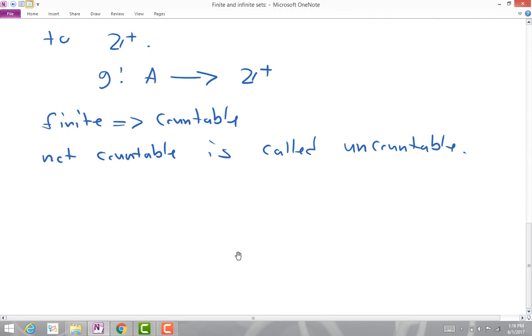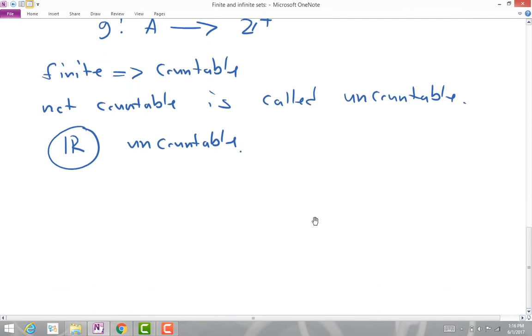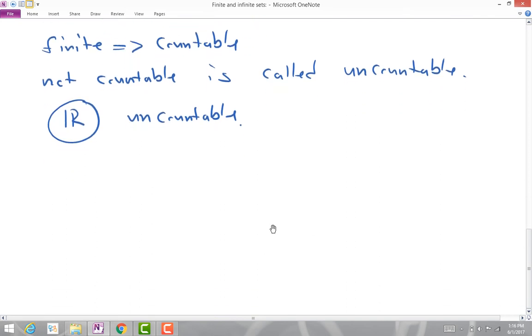So can you think about an example of an uncountable set? The most obvious example is the set of real numbers. So we cannot count the real numbers. So this is an example of an uncountable set. Or if I take any open interval, that's going to be uncountable.